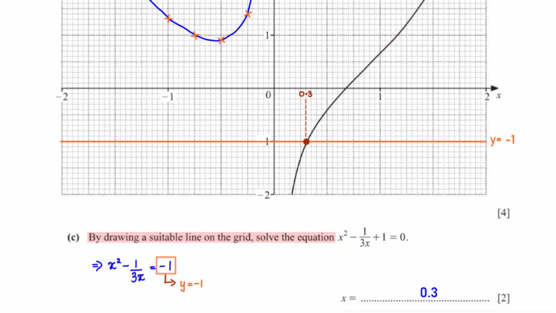By drawing a suitable line on the grid, solve the equation x squared minus 1 over 3x plus 1 equals 0. First, let's rewrite the equation to leave the function of the curve on one side of the equation. This means the line we need to draw on the grid is y equals negative 1. And we need to find the x-coordinate of its intersection point with the curve. On the grid, we've drawn the line y equals negative 1, and the x-coordinate of the intersection point is 0.3.